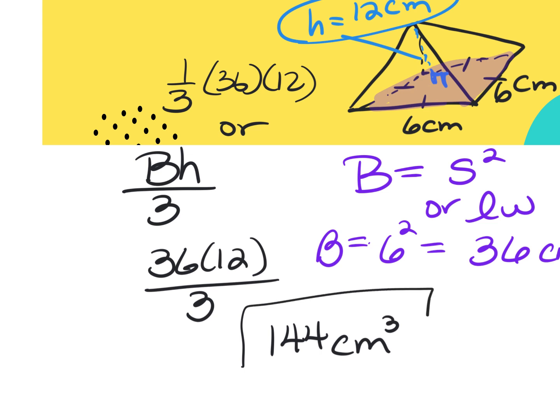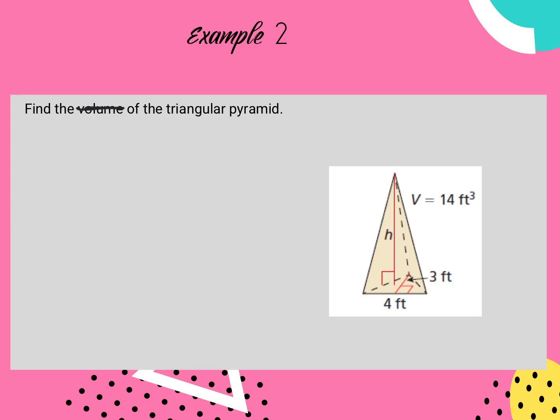Remember, the units for volume are always cubic. So to the 3rd power, or you could write the word cubic. But remember, a pyramid is divided by 3 or multiplied by 1/3. Change this question. What we really need to find is the height. And this is what a lot of the questions in the homework are going to ask you to do.